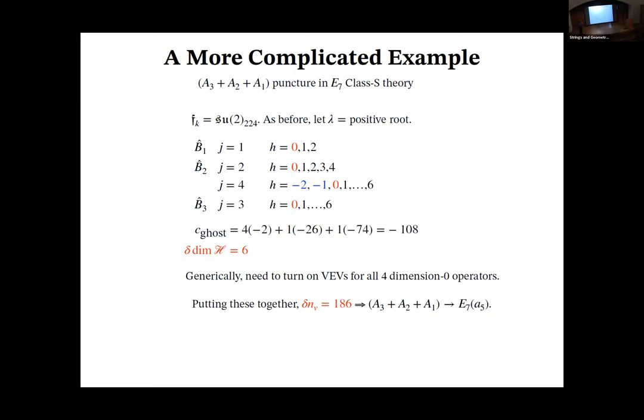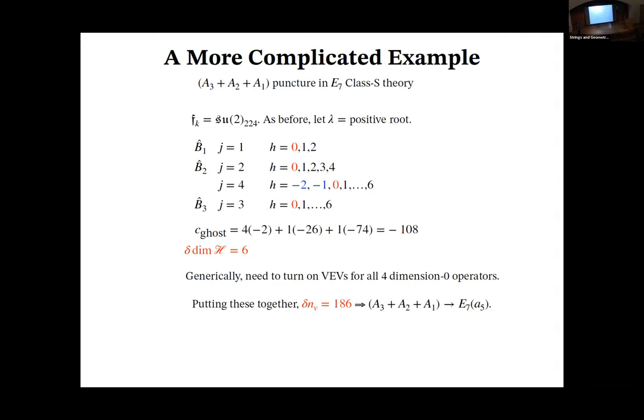Let me do a more complicated example because that was really too easy. Let me do something from class S. So there's a particular nilpotent orbit in E7, which is labeled by Bala-Carter in this way. And it has a flavor symmetry SU(2) at level 224. So let's choose alpha to be the positive root of the SU(2) and let's deform in the way I just described.